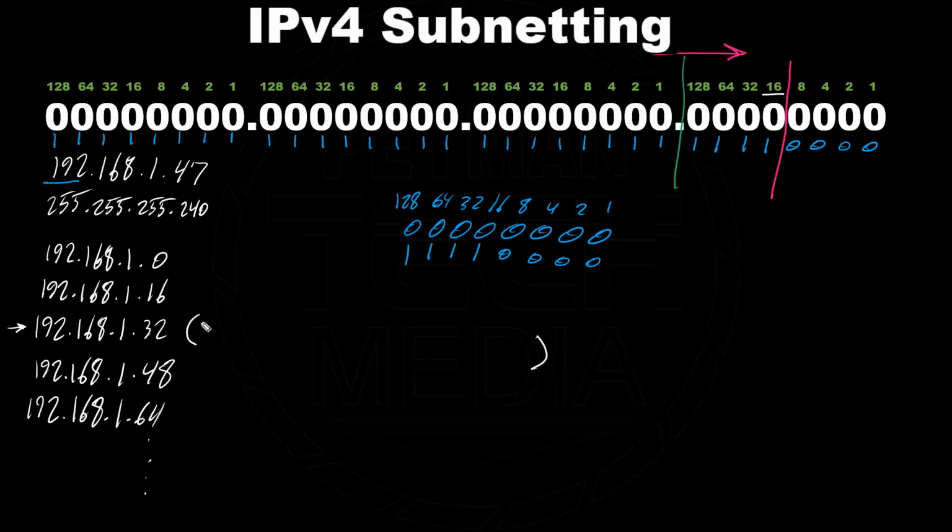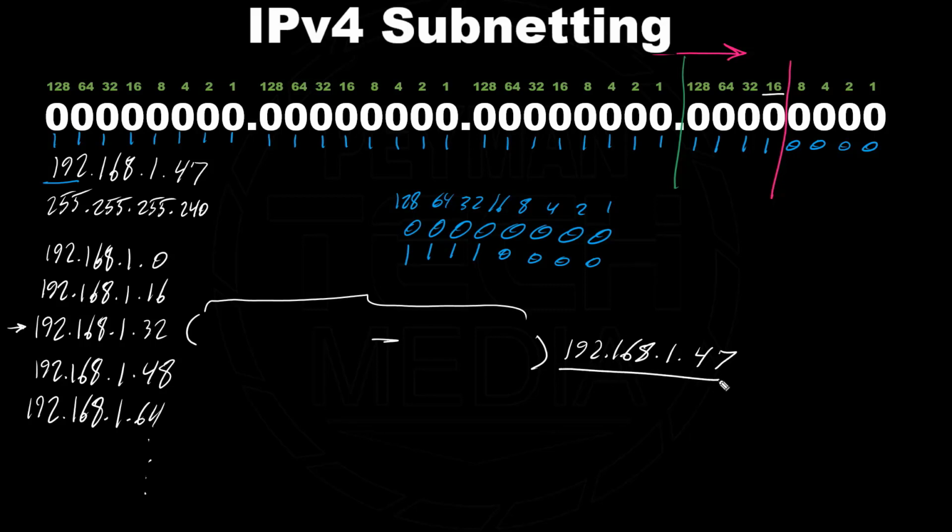All right, let's see. If we talk about the subnet of 1.32, what would the broadcast address be? It's always one less than the next subnet. So the next subnet, in this case, is 192.168.1.48. One less IP address would be 192.168.1.47. Any IP address in this range is an available IP address. Therefore, 1.47 here is the broadcast address. 192.168.1.47 is the broadcast address for the 192.168.1.32 subnet.